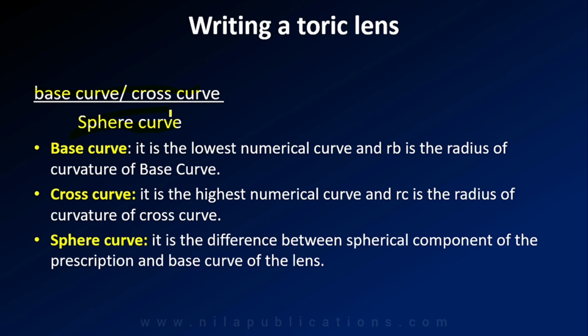Base curve is the lowest numerical curve and RB is the radius of curvature of the base curve. Cross curve is the highest numerical curve and RC is the radius of curvature of the cross curve. Sphere curve is the difference between the spherical component of the prescription and the base curve of the lens.